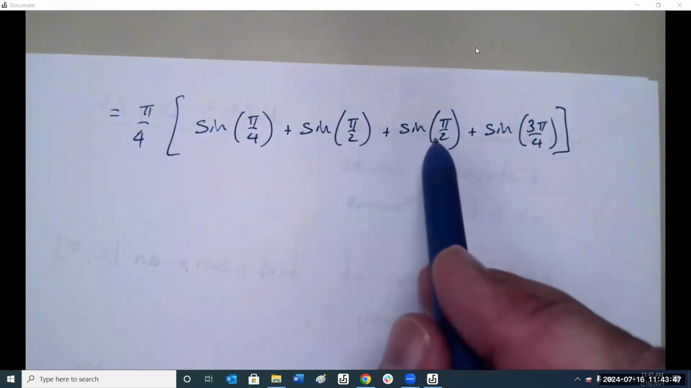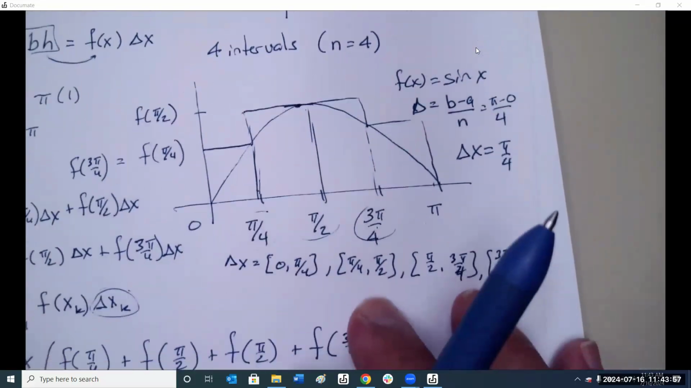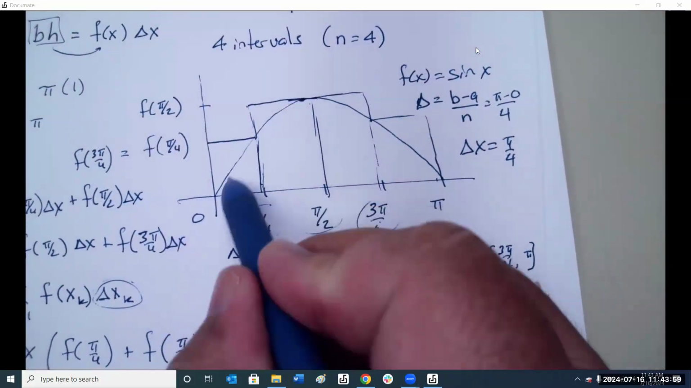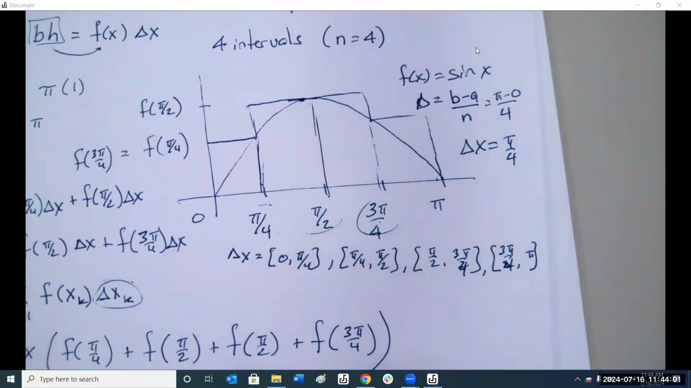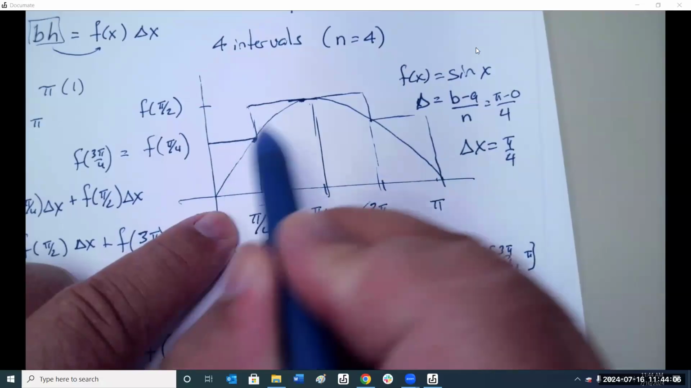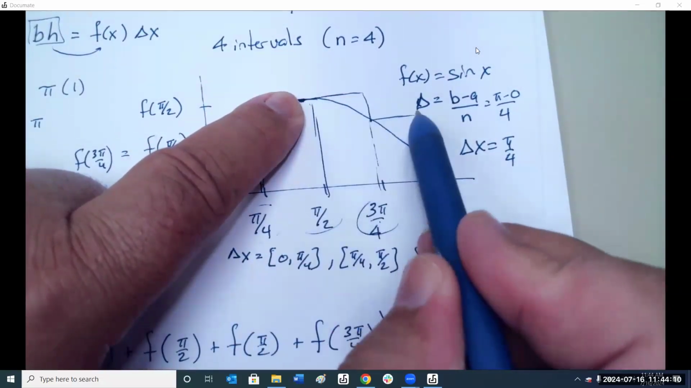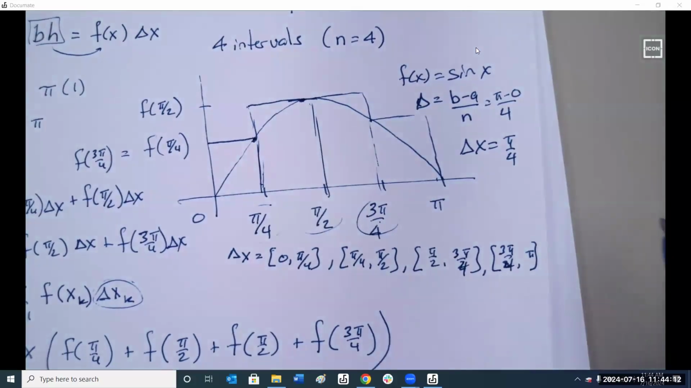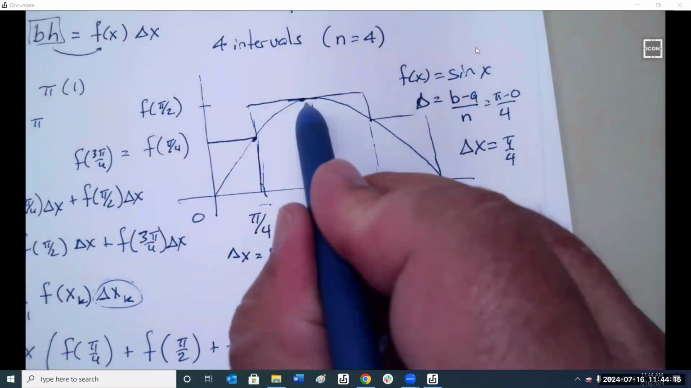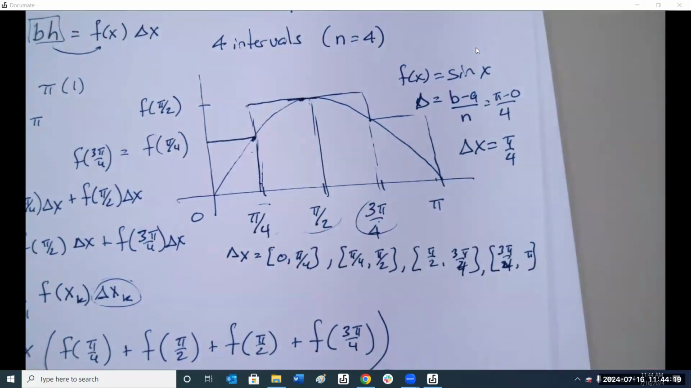Why do I have pi over 2 twice? Because look at our picture. We always want to include the graph inside our interval. Normally, we did it on the upper end. But on the downward slope, we have to do it on the lower side to incorporate it. So we use the pi over 2 for this one, and we use the pi over 2 for that one, for the height.